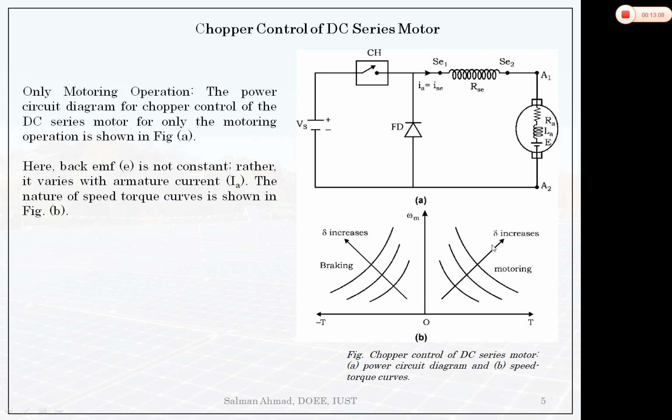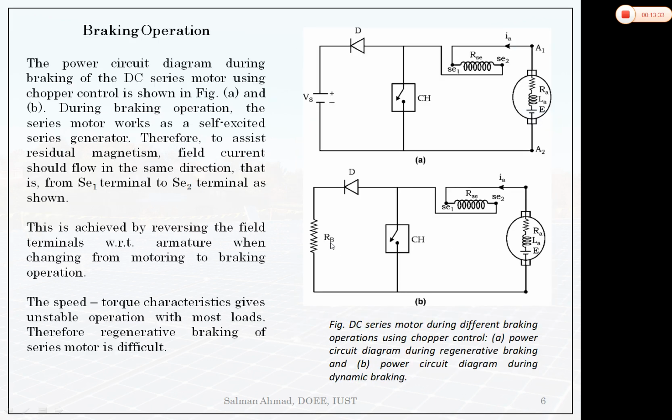Okay, so this is the first quadrant where torque and speed both are positive. So this will be the motoring operation. In braking operation, the reversal of the current has to be made. How to make the reversal of the current, that I will discuss in the next slides. So if you increase the delta, in that case the characteristic also will shift like this. Okay, so I'll discuss braking operation.